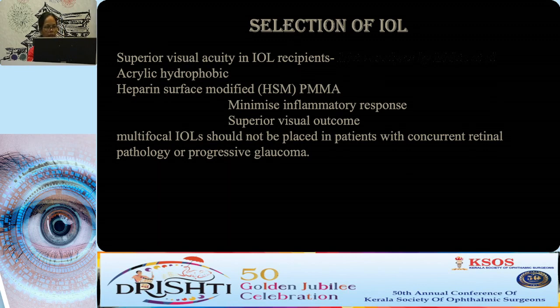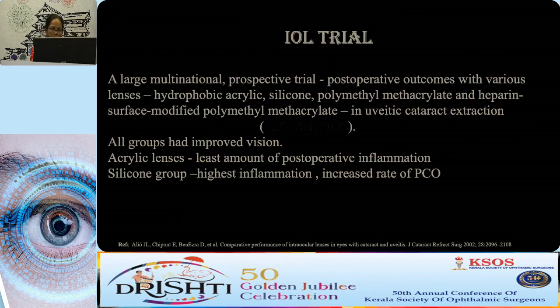Regarding selection of IOL, a meta-analysis by Mehta et al showed superior visual acuity in IOL recipients. Previously, in most patients IOL was deferred, and this study showed IOL will be more advantageous for patients with uveitis. Acrylic hydrophobic and heparin surface modified PMMA lenses are the more suitable ones. Multifocal IOL should not be placed because of concurrent retinal disease and later glaucoma.